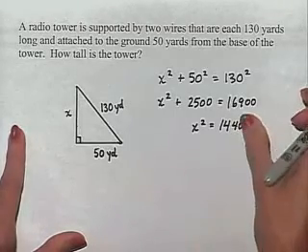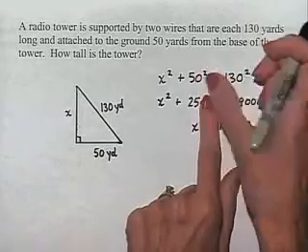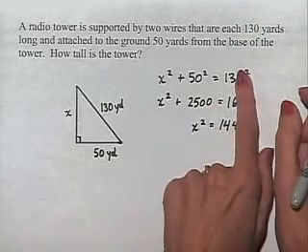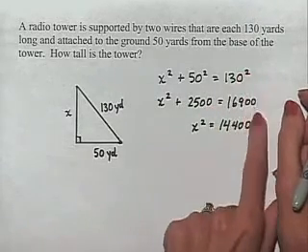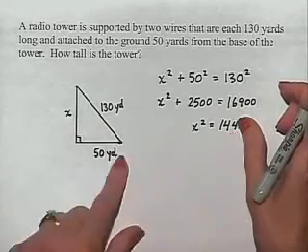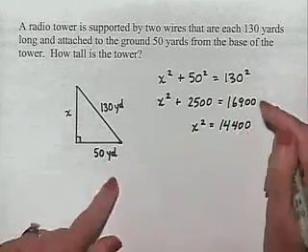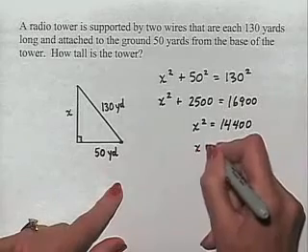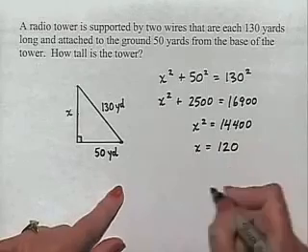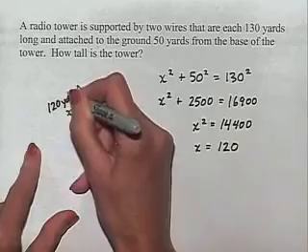One thing to notice is that for each of these, for the 50 squared, 5 squared is 25, and then 10 squared is 100, so we end up with 2,500. 13 squared is 169, 10 squared is 100, so we add the two zeros. See the 144? You might recognize that as 12 squared, and then this would be 10 squared, so we can determine this either with a calculator, or if you get to be pretty familiar with this, you'll see it's 120. And so the answer here would be that the radio tower is 120 yards tall.